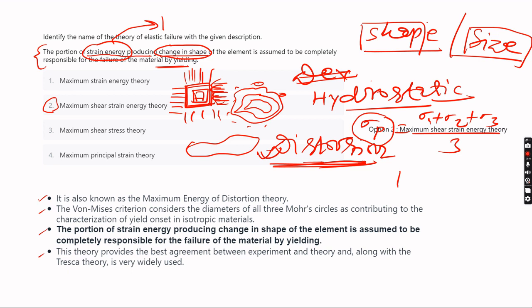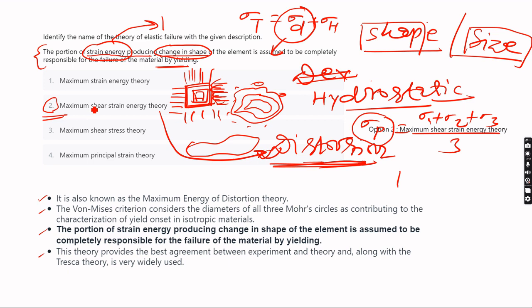So change in shape means the distortion energy theory plays a role here. In the distortion energy theory we are simply using the strain energy theory, finding the total strain energy sigma t. In this energy there are two parts, one is distortion and one is hydrostatic. The question is done here: change in shape is the maximum shear strain energy theory, which is related to distortion. In distortion you have only maximum shear strain. So the answer is done.